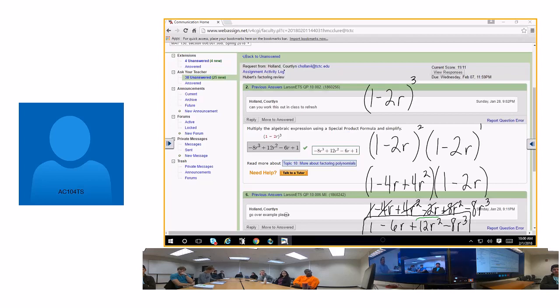Kind of like, what do you always do with fractions? Yeah, you always reduce them.